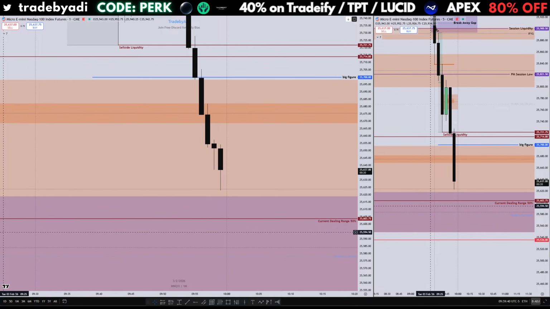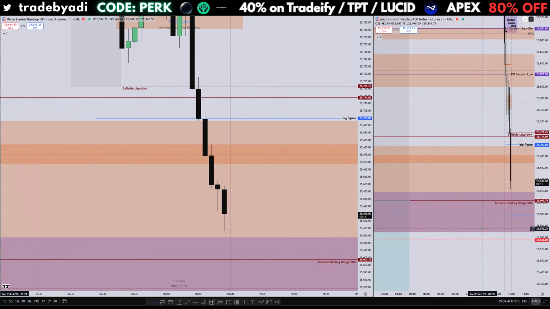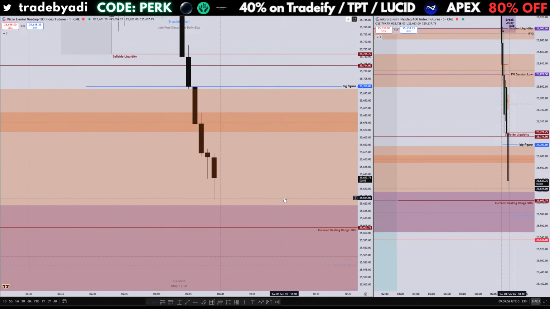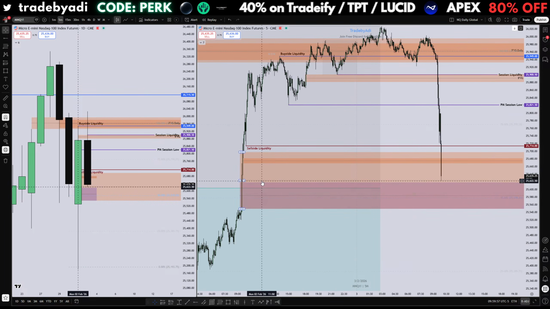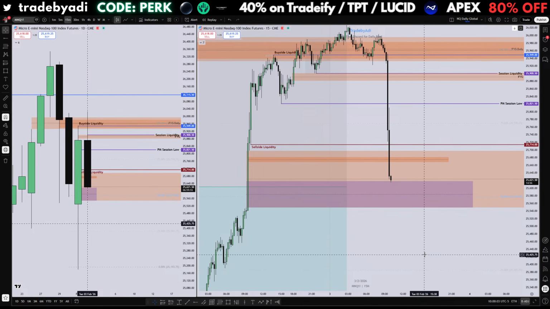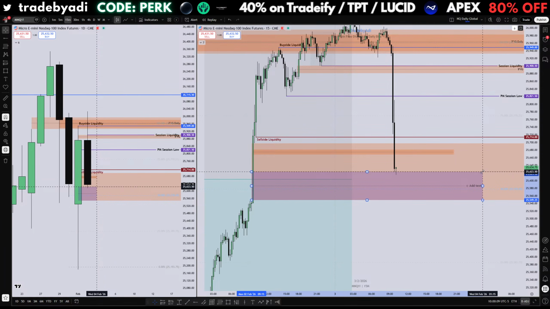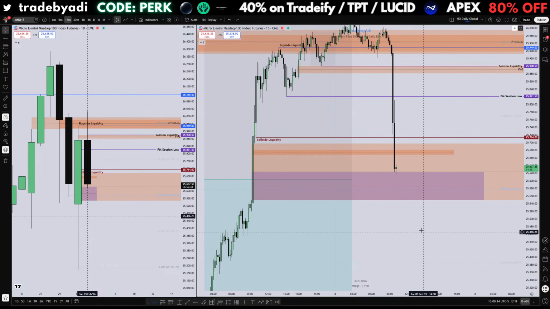Was the technique ready? We tap to the 50% of the 15-minute fair value gap. Yeah, we tap to the 50% of the fair value gap. This is how ICT teaches us. Like this is the premium in the PD arrays also, and this is the discount. Whenever you have big fair value gaps, you can look for it like this.